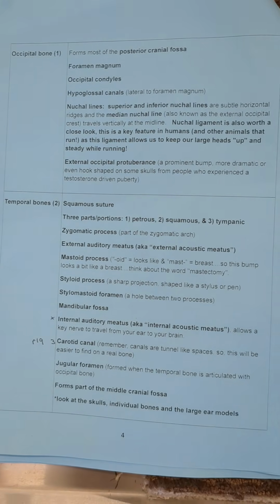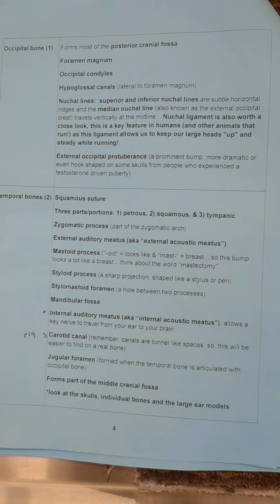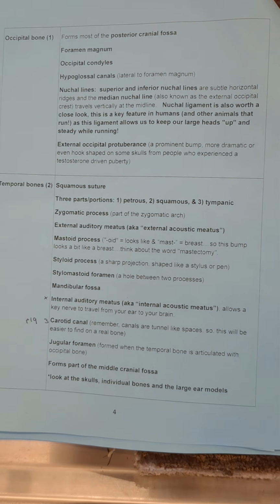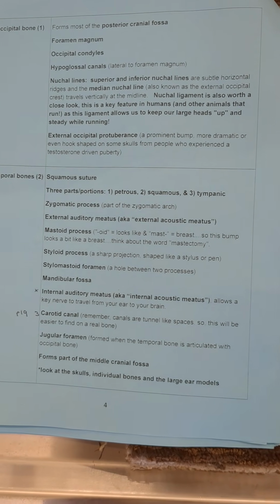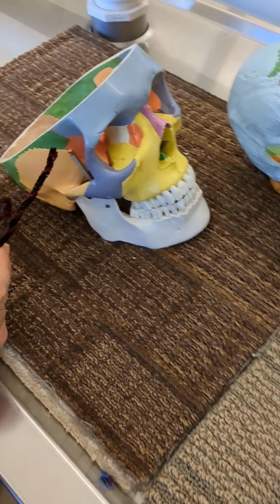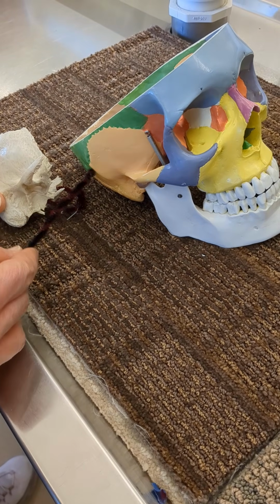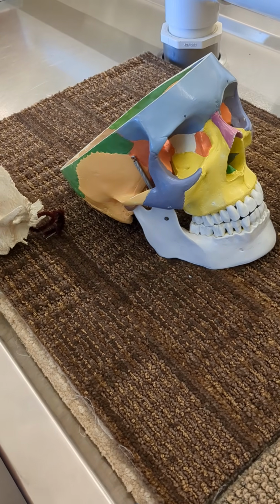This video is going to be about the temporal bone. If you have your blue bone packet in front of you, you can look at the features of the temporal bone. We're going to start with the squamous suture, which joins the temporal and the parietal bone. Then there are three parts of the temporal bone.